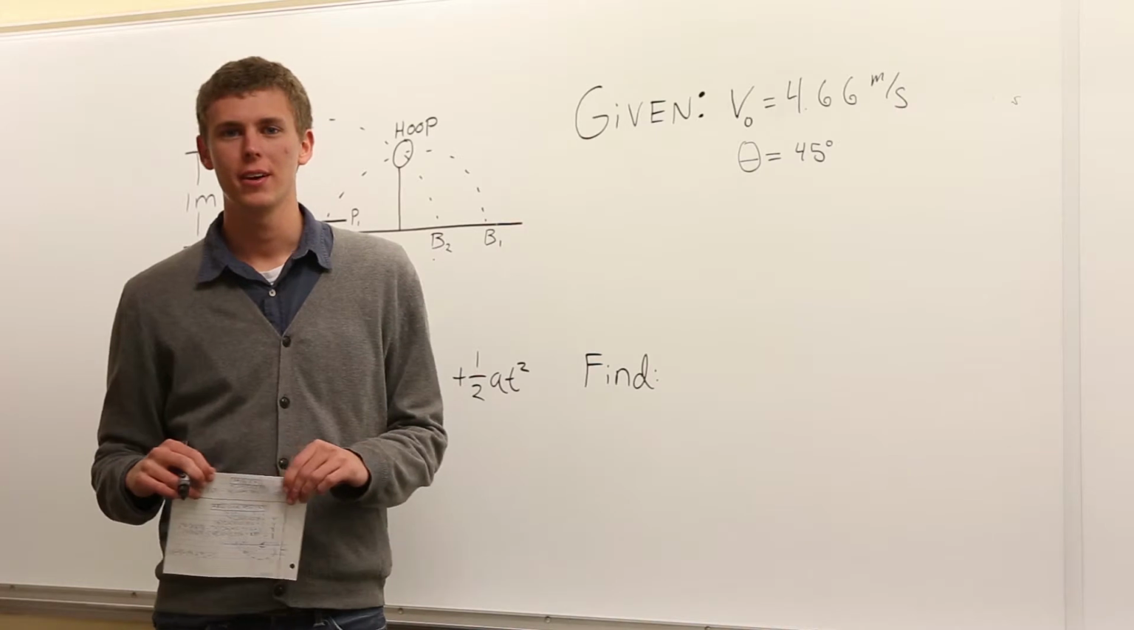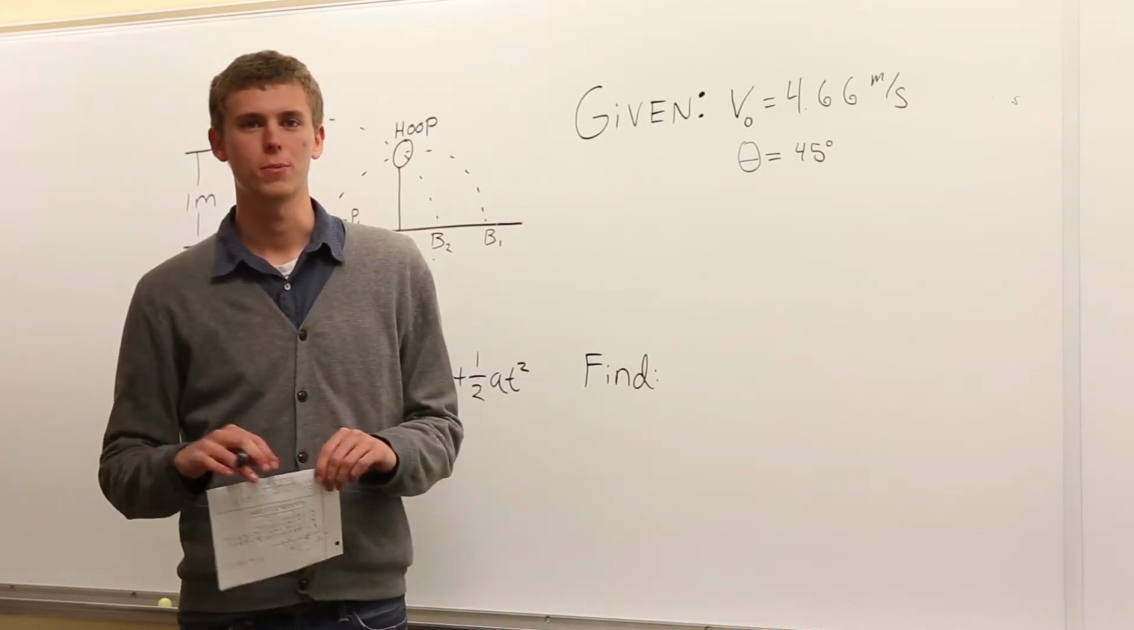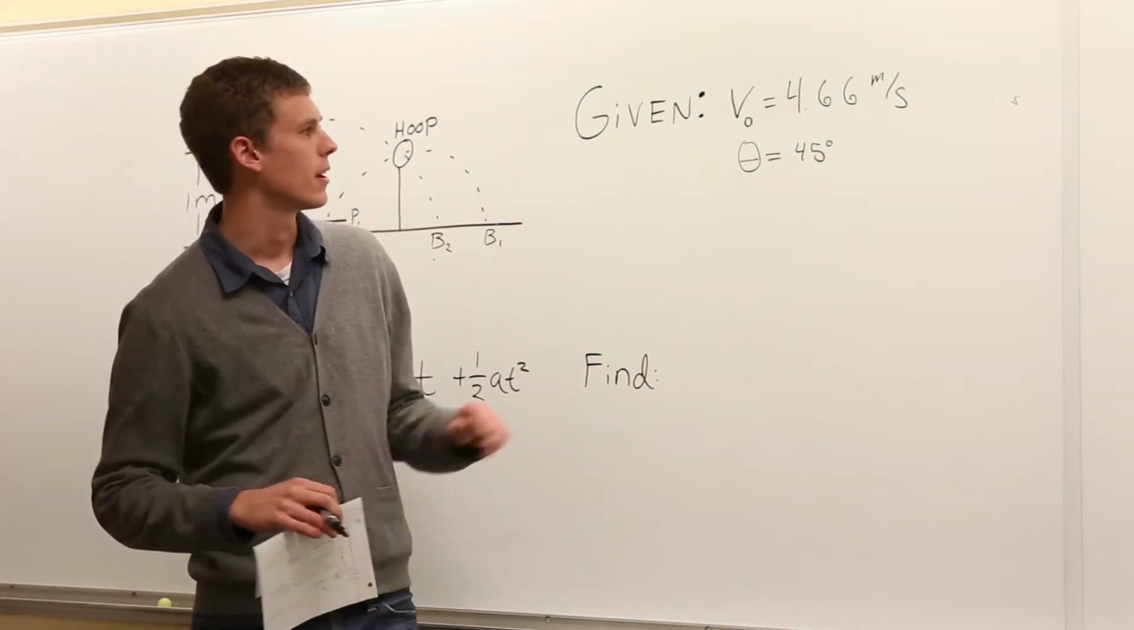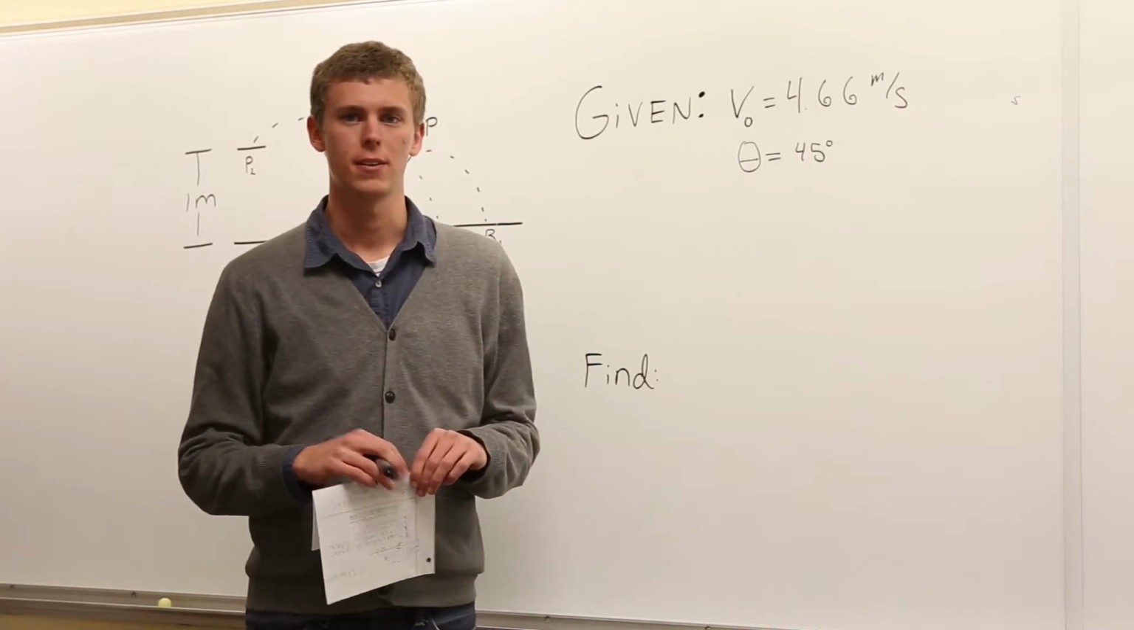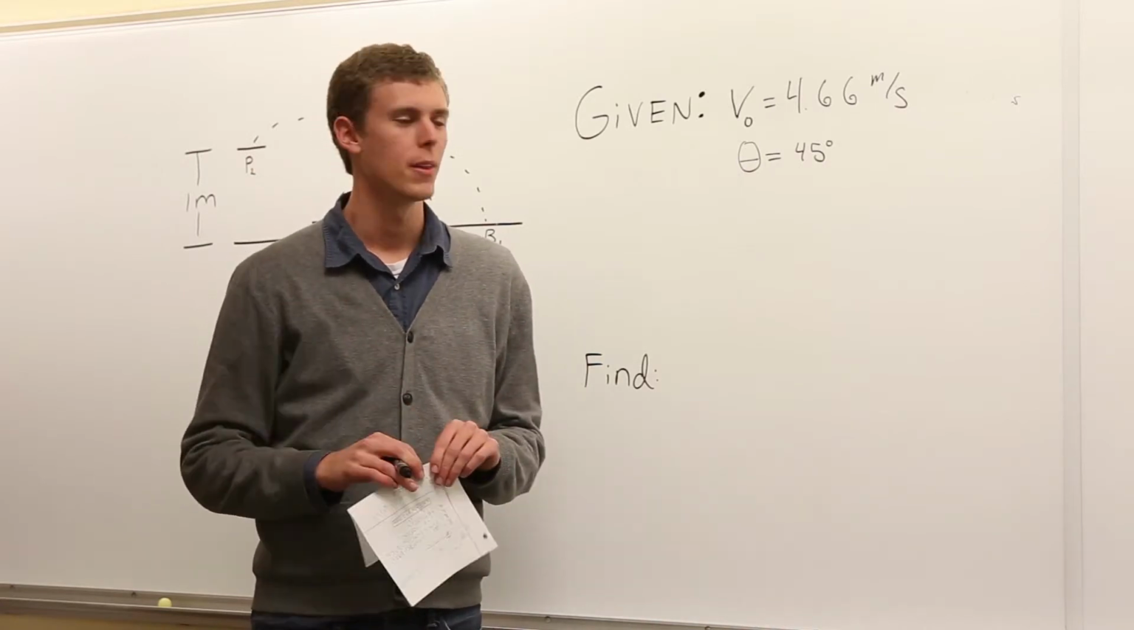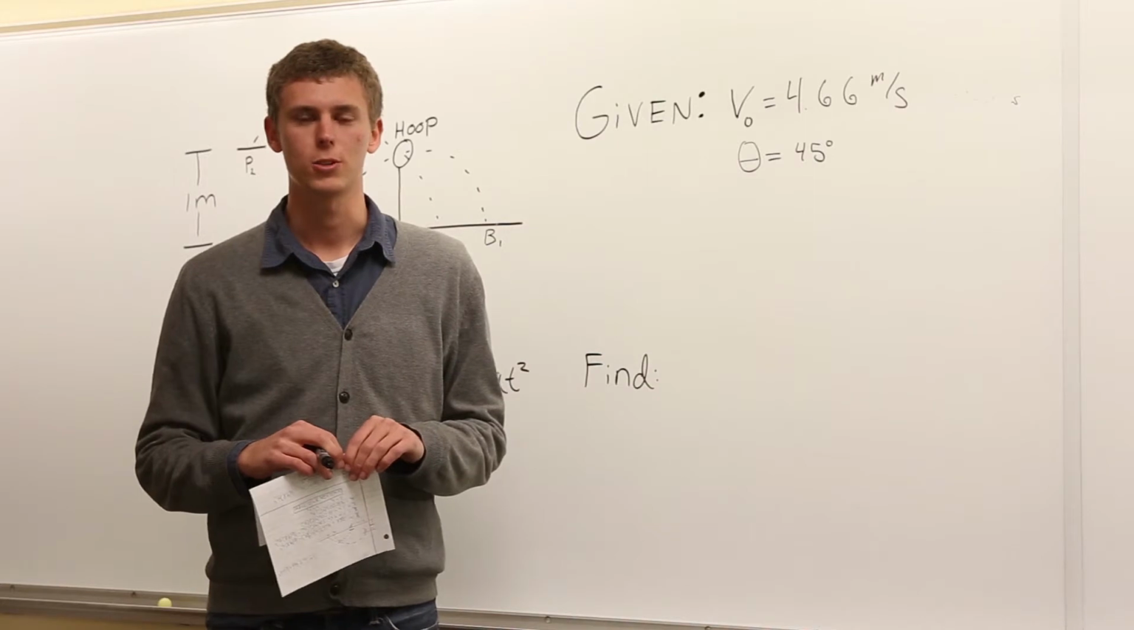Okay, so the initial conditions that we have for this experiment is the initial velocity is 4.66 meters per second that the ball is going to be coming out of the cannon. And we determined that from a previous experiment.